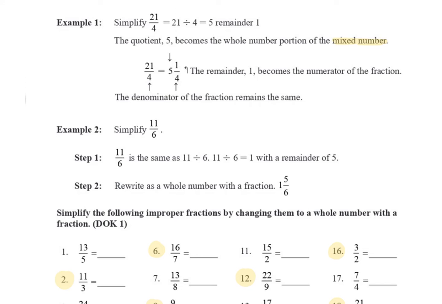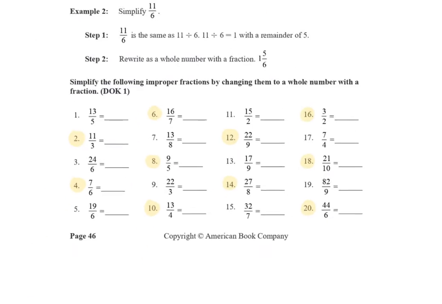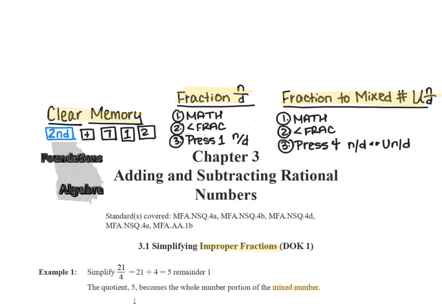Okay, so there are some steps that we need to know how to do on our calculator in order to do this lesson. At the top of your paper on page 46 in your workbook, make sure that you copy down these 3 things: how to clear out the memory on the calculator, how to type in a fraction on the calculator, and how to change a fraction to a mixed number on the calculator. So pause the video and go ahead and copy this down so you can have it right next to you as we're working through the problems.